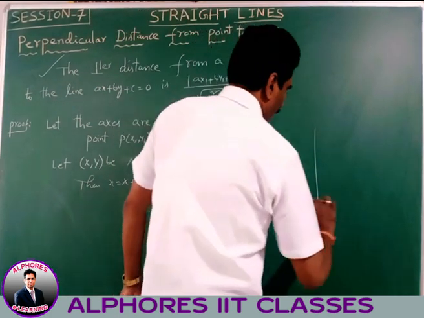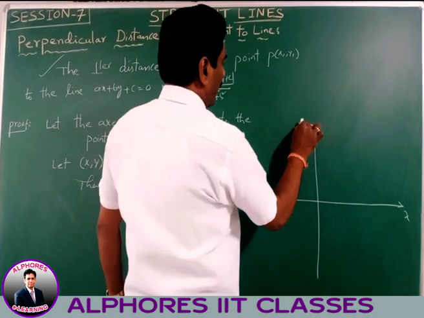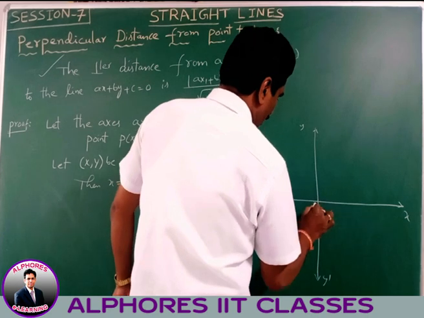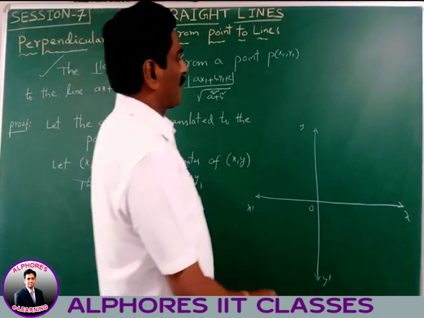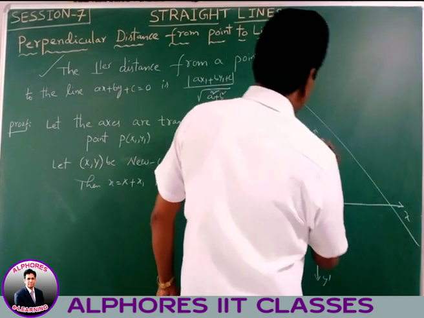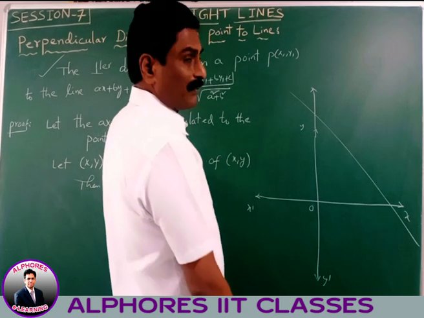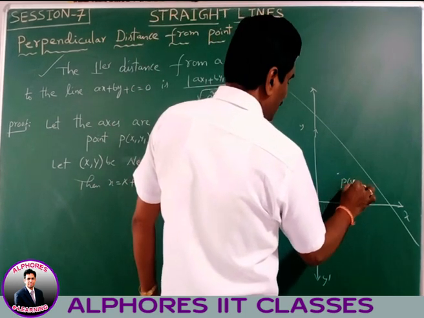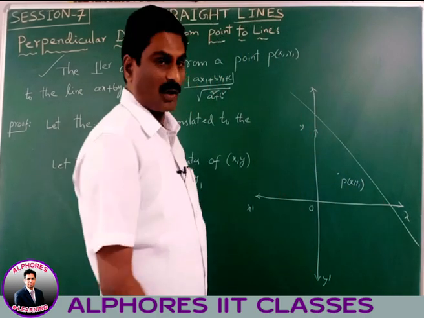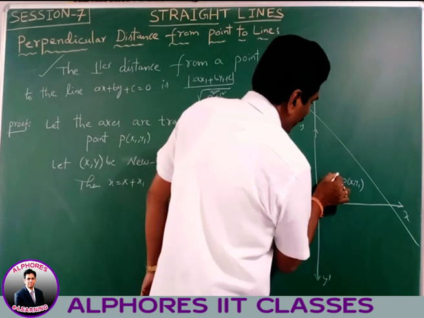We know about the coordinate system. It is x dash, y dash, and it is the origin. The given line is ax + by + c = 0. Suppose the line is in this way. Now we find the perpendicular distance from P(x1, y1) to this line. Say P(x1, y1) is one of the points in this plane.